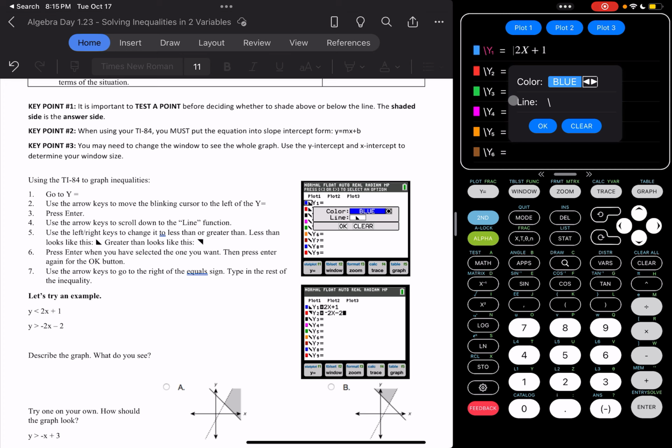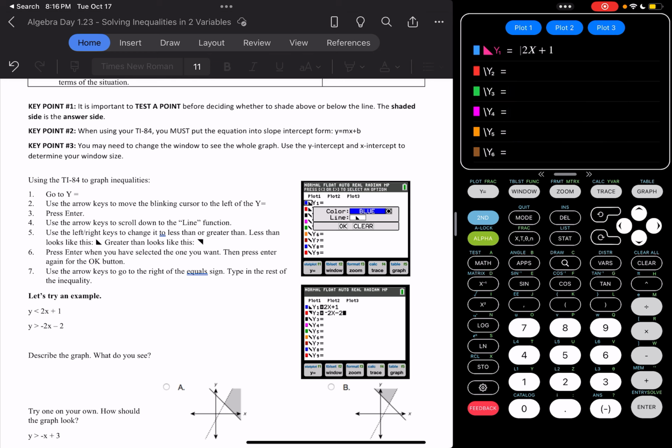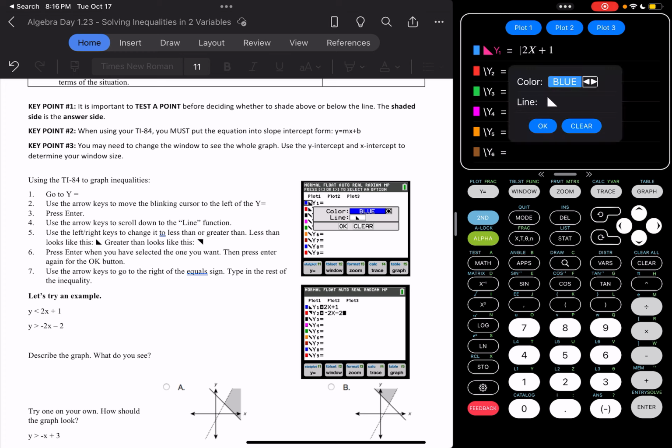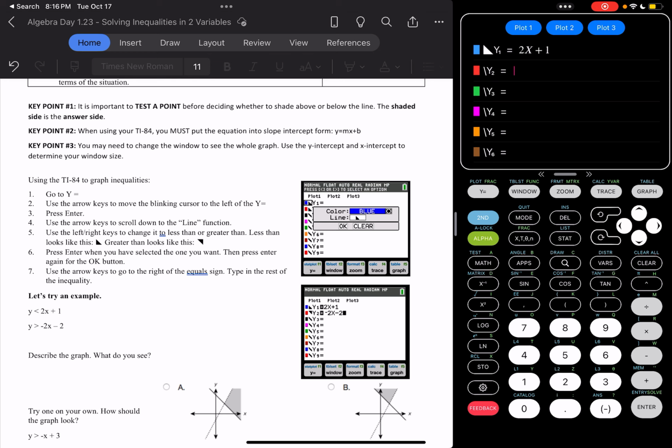Okay. All right. So you'll go down and you'll change this to, because it is less than or equal to, the triangle that's on the bottom. So this one right here. It looks kind of like a less than sign. That's what it is though. That's the less than sign. So we're going to say okay. And then we're going to go ahead and enter our next equation, which is negative 2x minus 2.